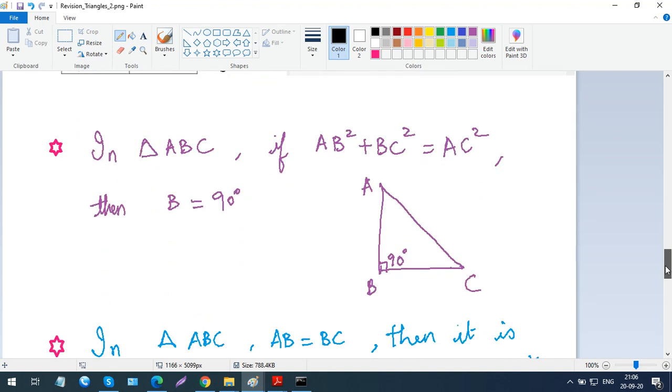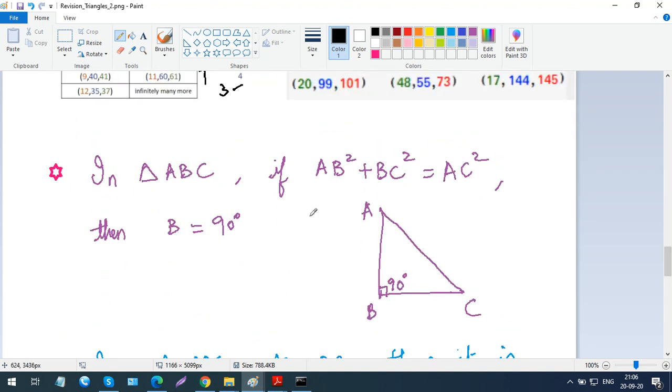In triangle ABC, if AB square plus BC square is equal to AC square, so see here they are telling you the sum of the squares of two sides is equal to the square of the third side, then definitely the angle opposite AC is going to be 90 degrees. Now how will you know what is opposite AC? So you know that ABC is there, right?